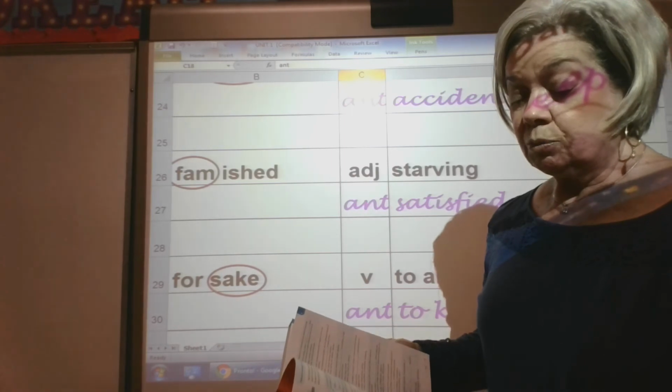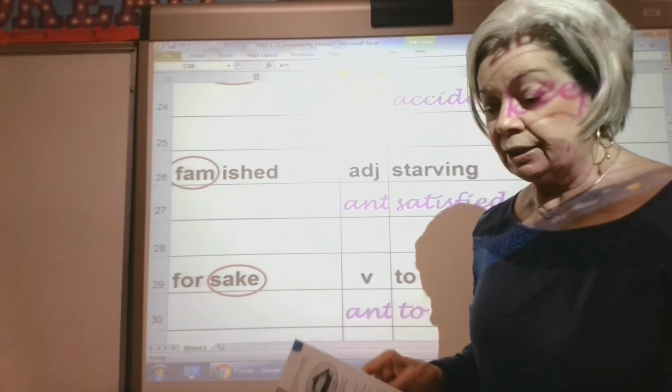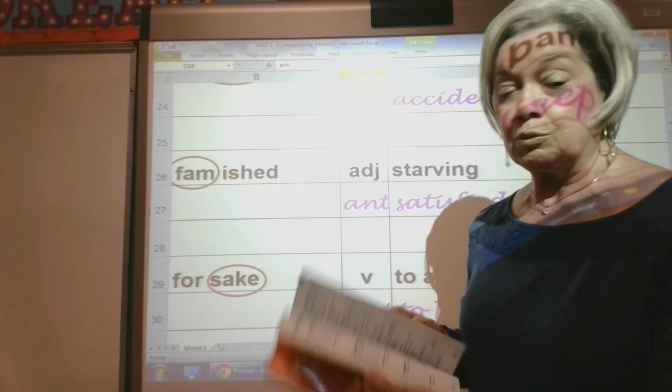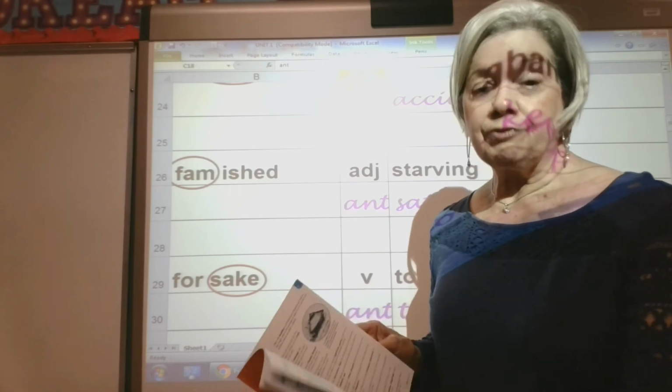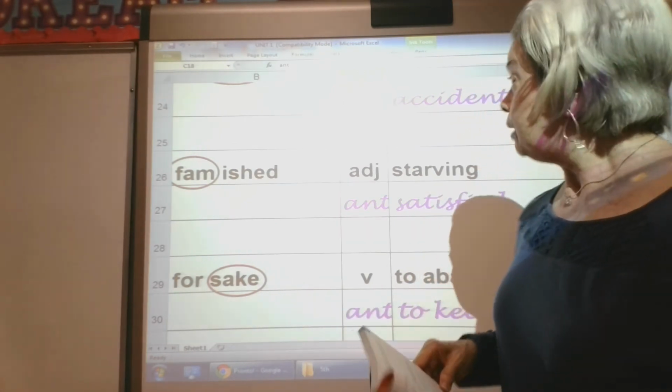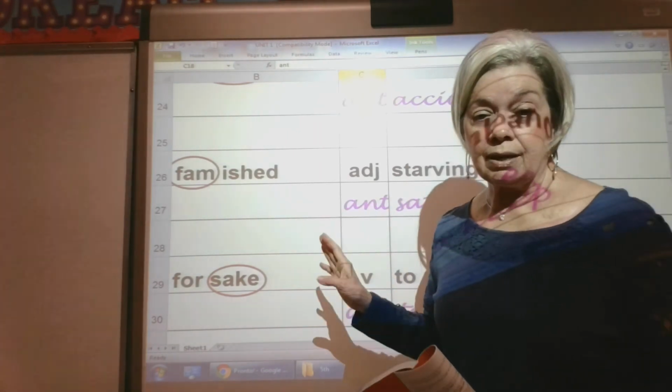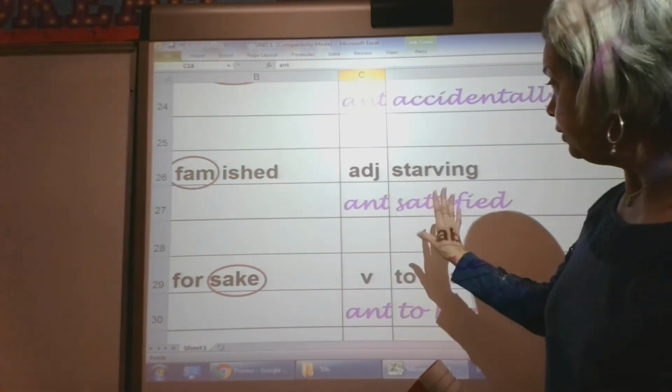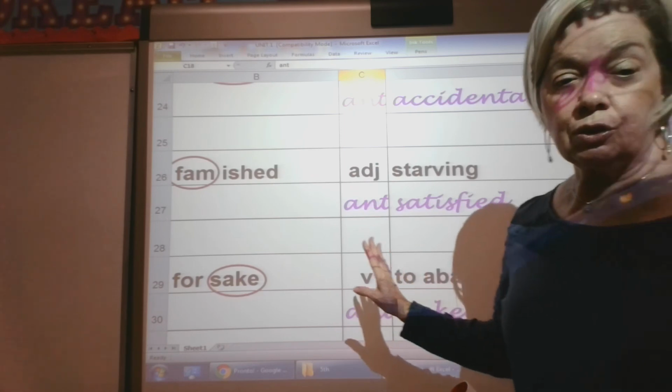So again, you would go through all of the words in the lesson, and if you need to go back and refer to the actual book to find the answer, then do so. But remember, for the test, I will not have any word on the test that does not appear here. Everything that they need to know is going to be here.